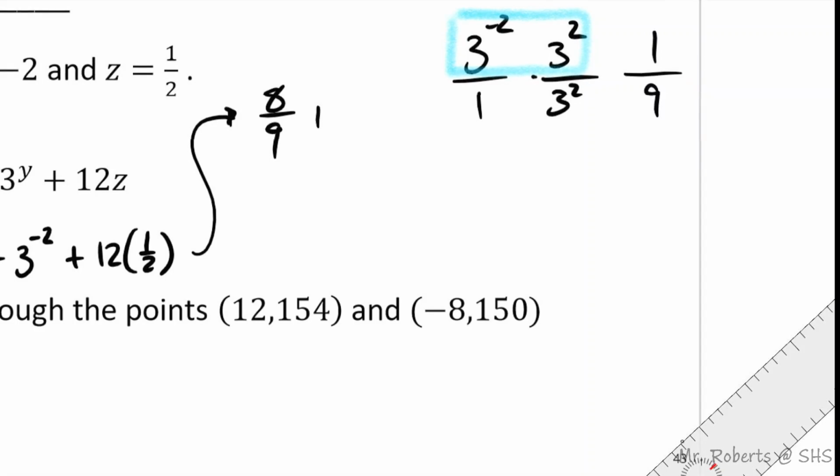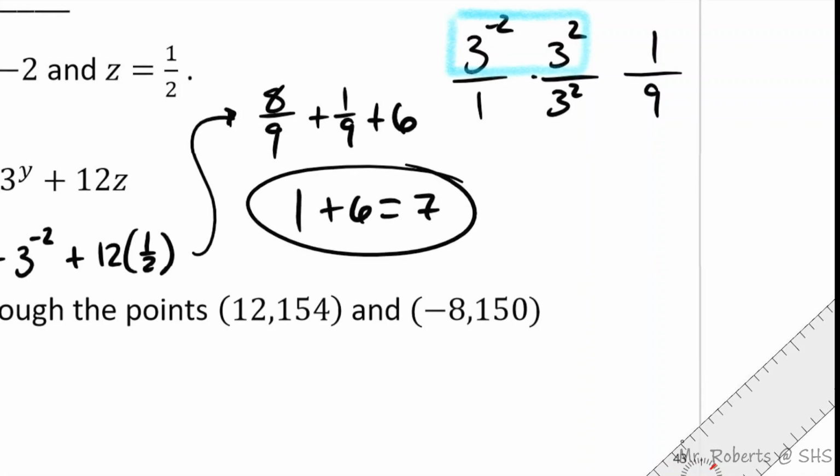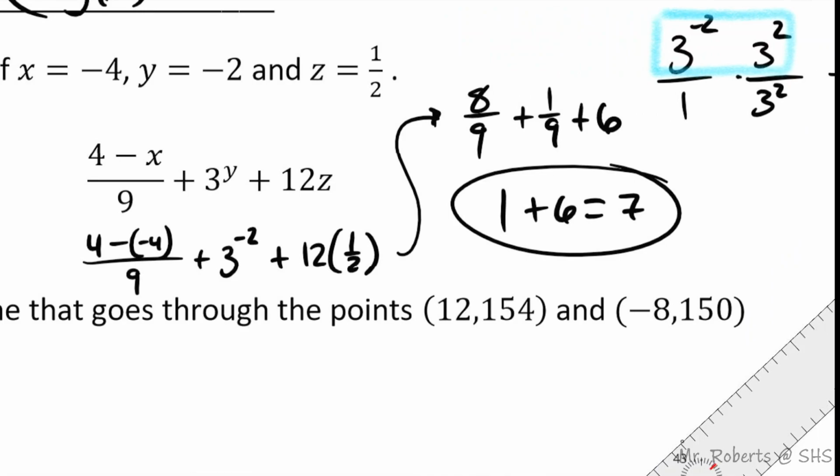So this is 8/9 plus 1/9. And then to that, I'm going to add the number 6. Well, 8/9 plus 1/9 would be 9/9. And 9/9 is 1. 1 plus 6 is the number 7. So I believe this should be the number 7. Yeah, it's the number 7.